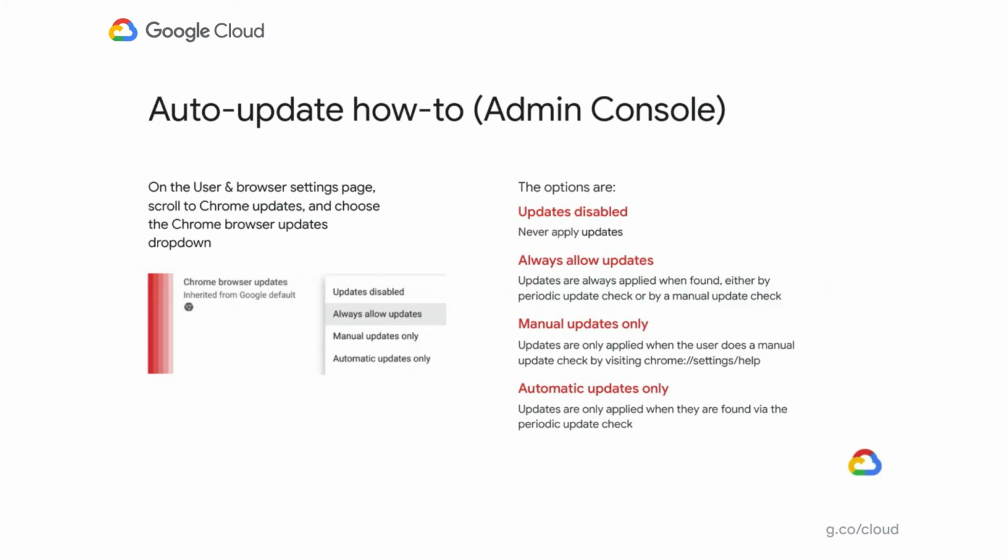Here's how you enable auto-update in the Google Admin Console. Feel free to screenshot this slide as a reference. To make sure your users receive updates as soon as they're available, configure this setting to always allow updates. This gives your users 2 routes for automatic updates. One, when updates are found via the periodic update check. And 2, when the user does a manual update check by visiting chrome://settings/help.